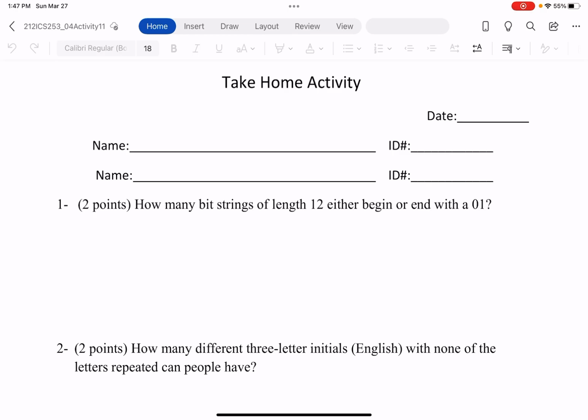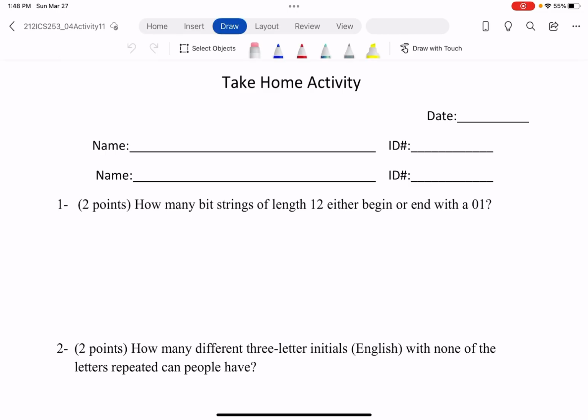Yalla guys. How many bit strings of length 12 either begin or end with a 0, 1? Go ahead. 2 to the power 12 over 4, 2 to the power 10. So basically 2 to the power 10 plus 2 to the power 10 minus 2 to the power 8.